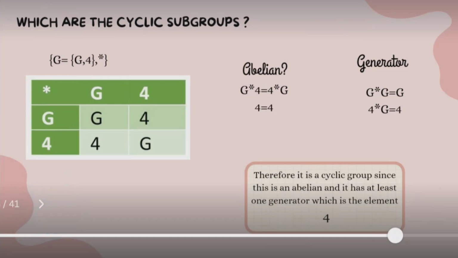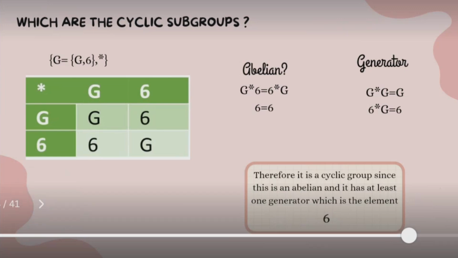Next is the set of G with an element of G4. So this subgroup is abelian because it has at least one generator, which is 4. And as you can see, it's really an abelian.